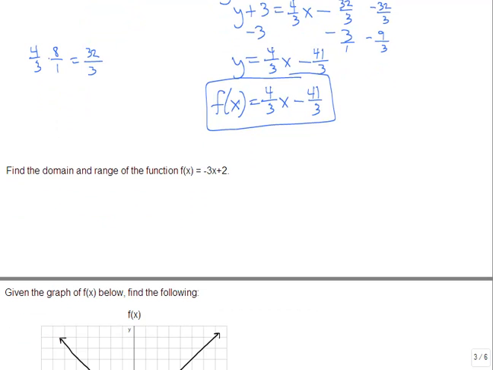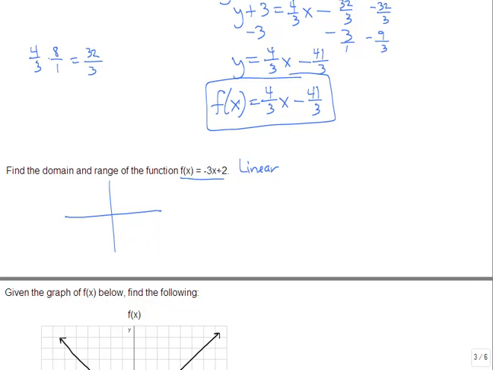Okay, let's talk about some domain and range here. If we have the function f(x) = -3x + 2, what's the domain and range of that function? What you need to be thinking about is the graph or the shape of this function. And hopefully you recognize that this is a linear function because it has that x to the first power. And we should be able to graph this fairly easily. It's in that nice slope-intercept form.